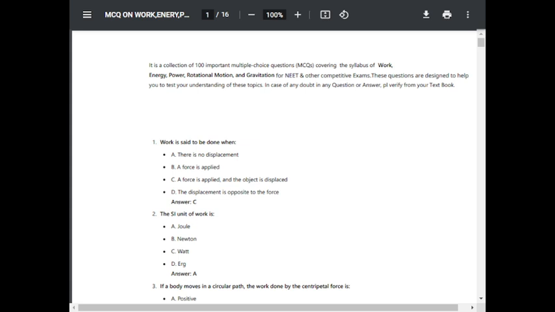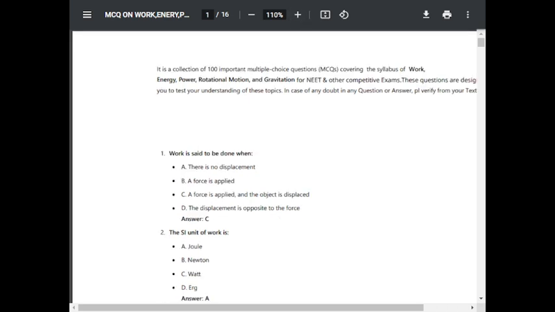In case of any doubt in any question or answer, please verify from your textbook. I will try my best to explain each and every term, but in case of any doubt, you must try to verify from your textbook.